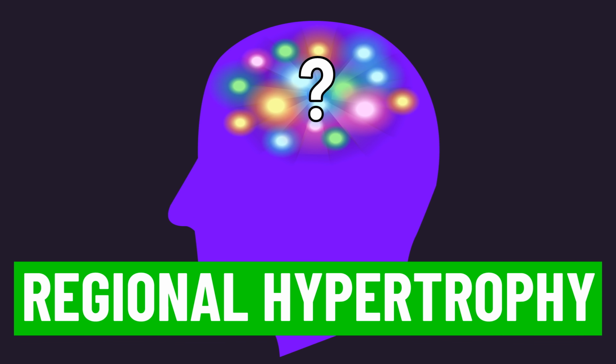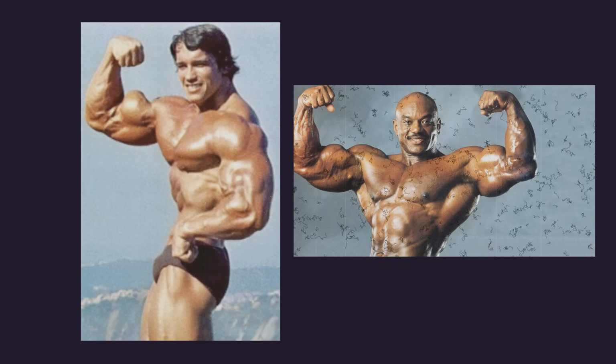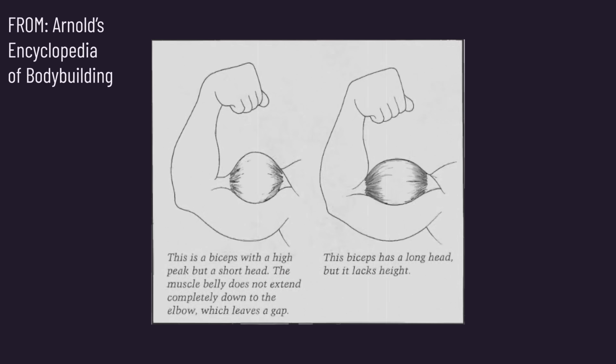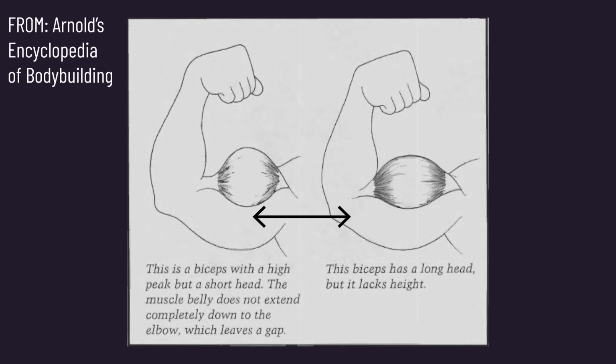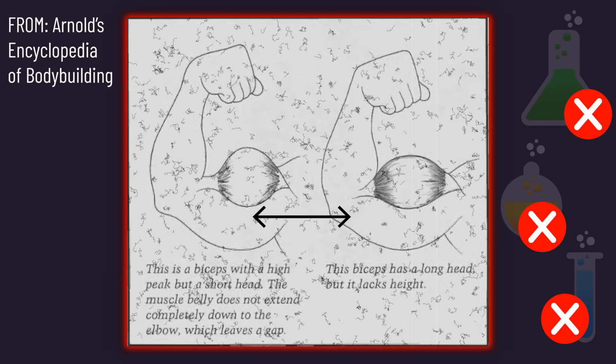What comes to your mind when I say regional muscle hypertrophy? Classically, people think about the shape of a muscle, such as how some people have biceps with a high peak and others with longer biceps. If you have one or the other, could you train to change this? Unfortunately, no compelling evidence suggests this precisely is possible.